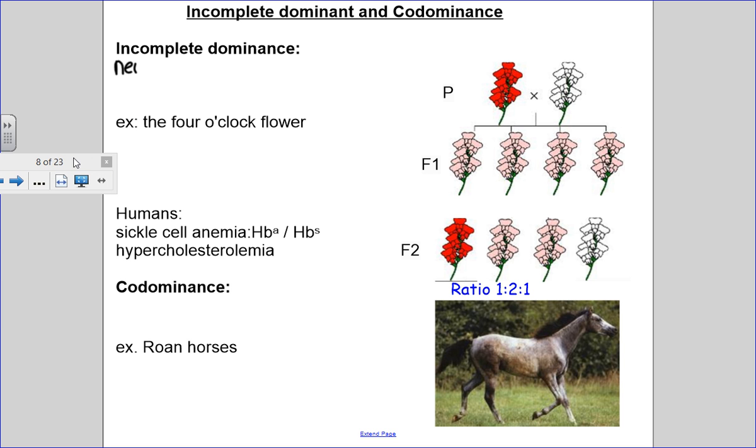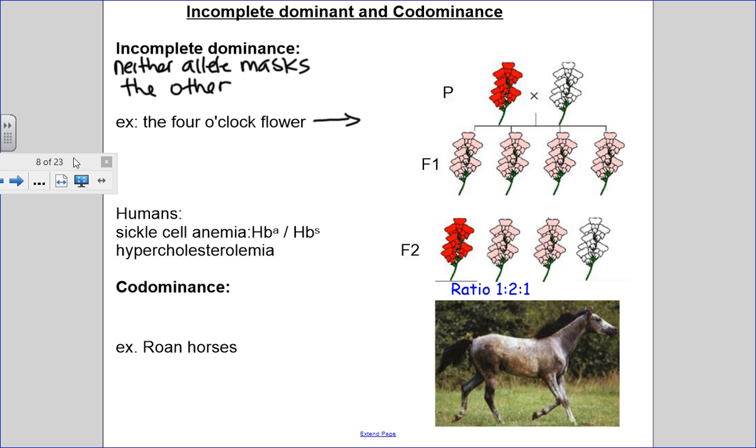And in this scenario, neither allele masks the other. So in my example, I have what's called a four o'clock flower, but this actually happens in quite a lot of flowers. The typical examples where this would happen usually have something to do with color or with size.